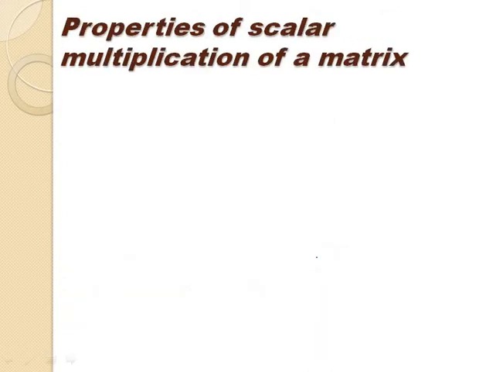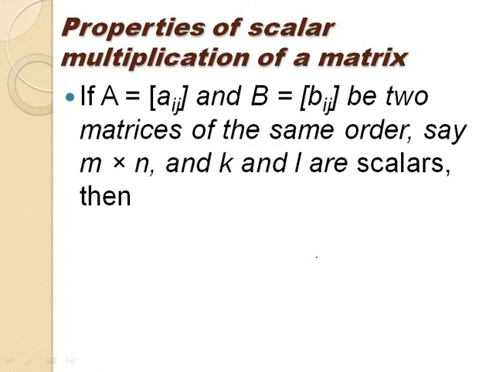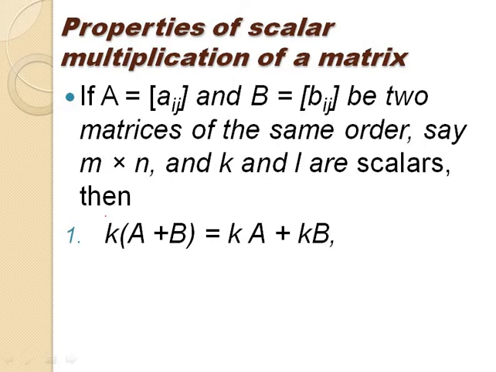Now the properties of scalar multiplication of a matrix. Let us consider there are two matrices A and B of the same order m into n, and there are two scalars k and l. There exists a property that says that if the addition of matrices is multiplied by a scalar, the result is the same as when that scalar is first multiplied by the individual matrices and then the results are added.